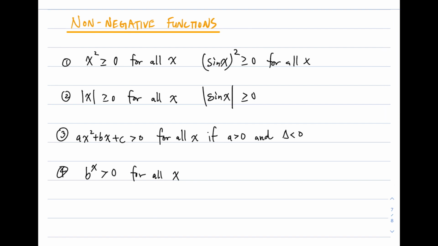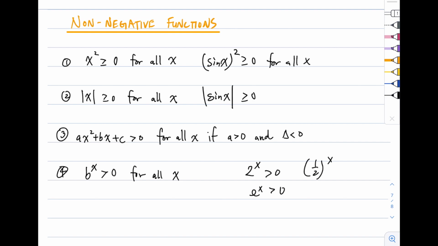Quadratics. If you have a quadratic in this form, and if the a value is positive, meaning the function opens up, and the discriminant is negative, meaning it has no real roots, then this quadratic will always be positive. So be on the lookout for quadratics that are always positive. Lastly, exponential functions are always positive, as long as you have a valid base. 2 to the power of x, always positive. e to the power of x, always positive. 1/2 to the power of x, always positive.